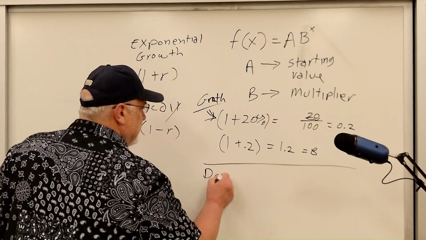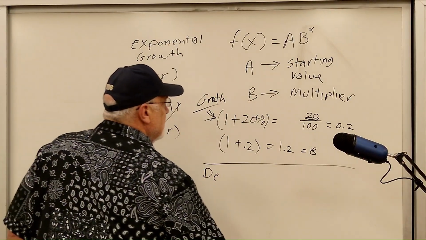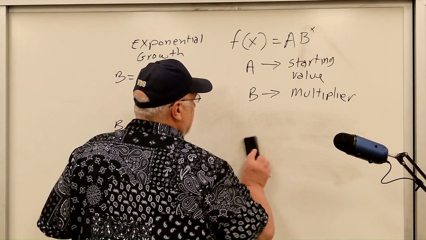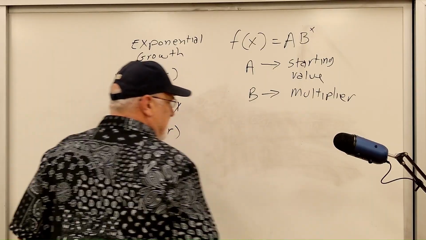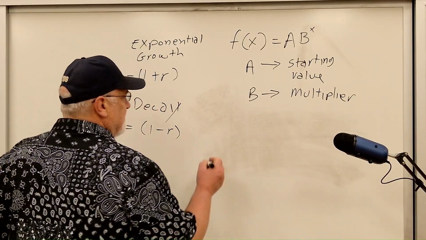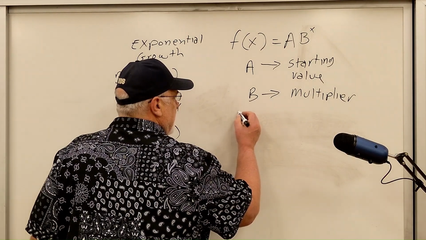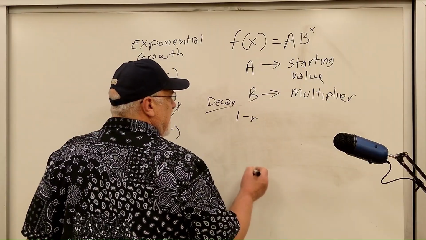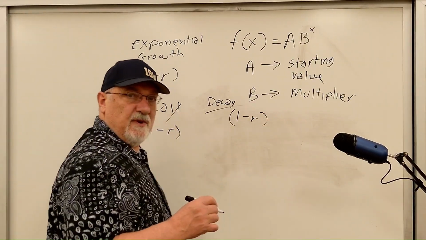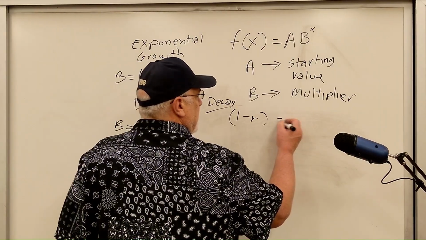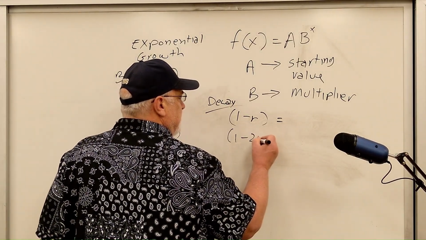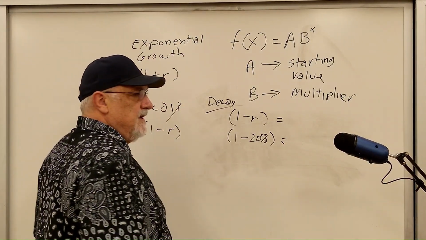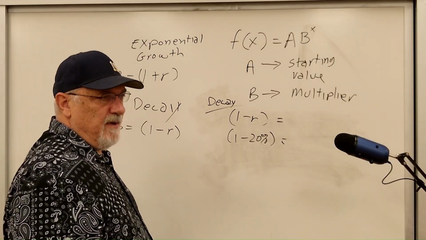Okay, so what if we had decay? So if we had a decay of 20%, can you still see this? Not very well. Let's move it up. So growth would be 1.2. I need to get new erasers. All right, so we would have 1 minus r for decay. So if we had a 20% decay every day or every week or whatever, we would have 1 minus 20%. And 20% isn't a number yet, it's a concept. And we don't like to say, hey, I got a pay raise of 0.2.